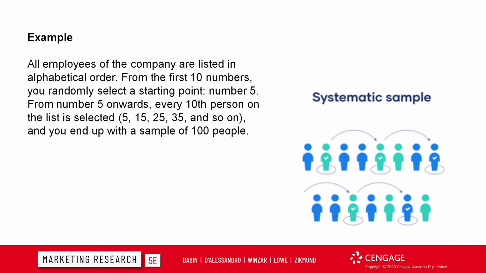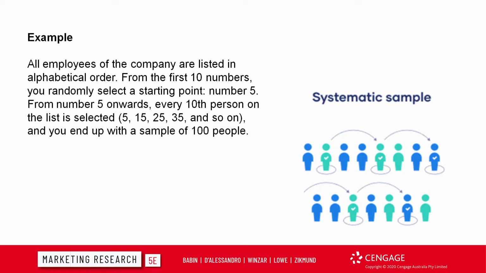Then another one is called systematic sampling, which is quite similar to simple random sampling, but it is usually slightly easier to conduct. Every member of the population is listed with a number, but instead of randomly generating numbers, individuals are chosen at regular intervals. For example, all employees of the company are listed in alphabetical order in the sampling frame.